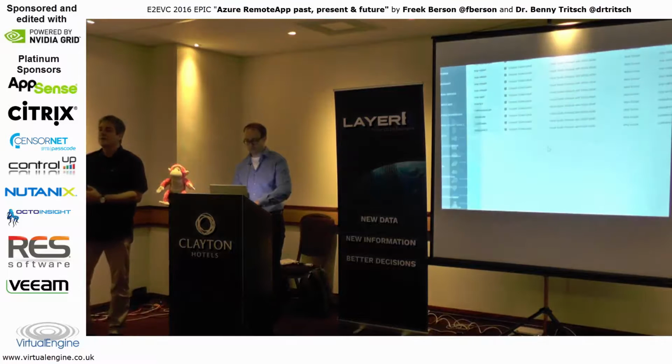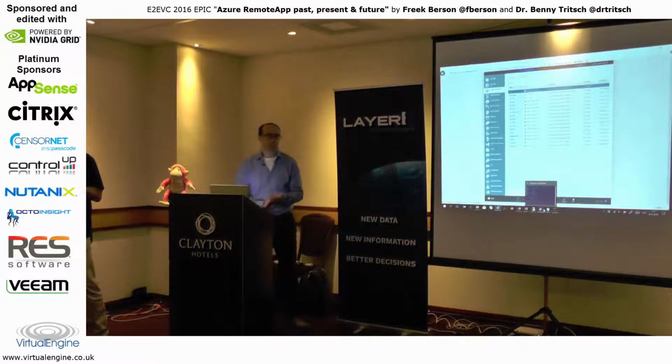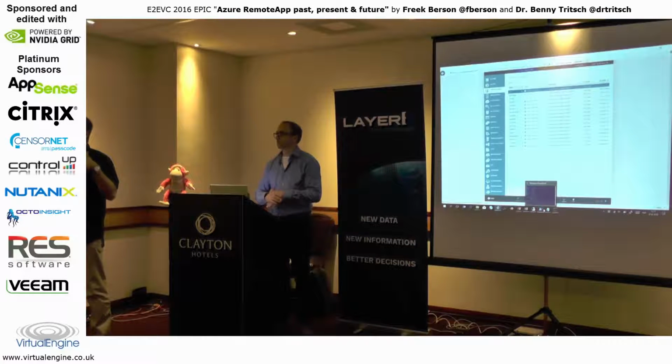How does it work with licensing? Licensing is completely covered. You don't have to install any licensing component. You just deploy the VMs. The license is included in the price for the plan. That's it. No license server, nothing.